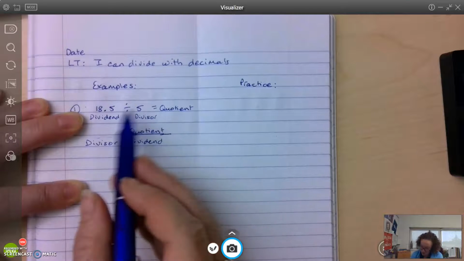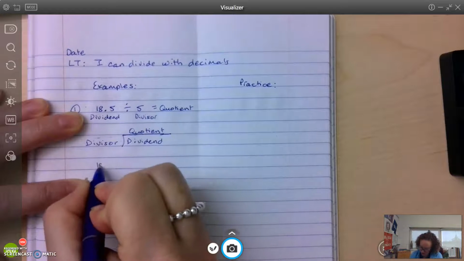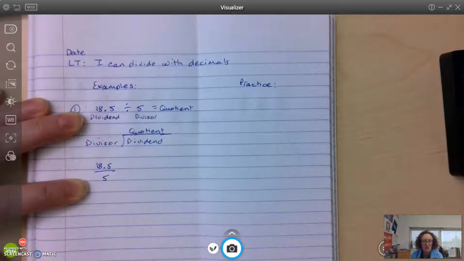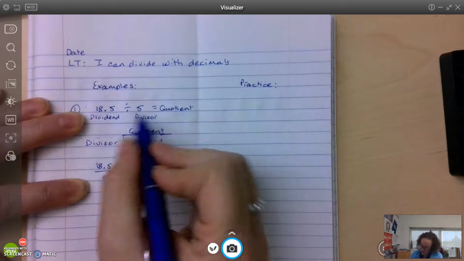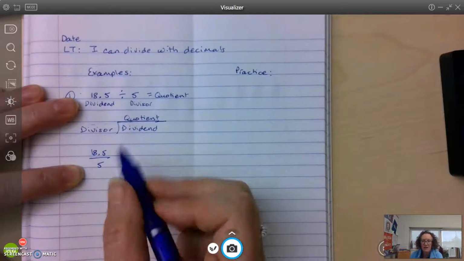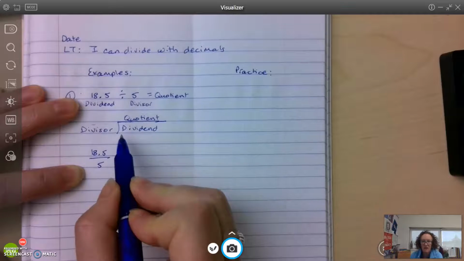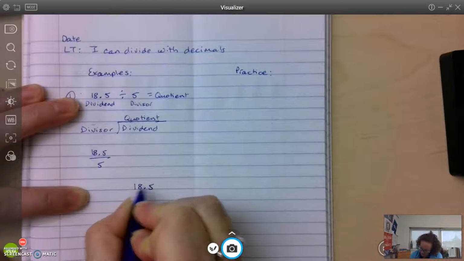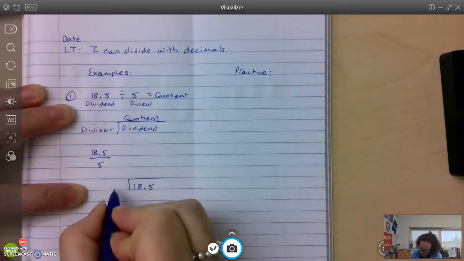I can also write this division problem as a fraction, because every fraction is also a division problem, and every division problem is also a fraction. So there's a number of different ways to write this. When I'm actually working with decimals, I'm going to choose this method. So I'm going to set this up as 18.5 divided by 5.